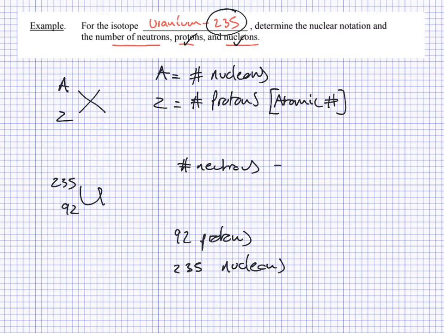we're going to go A minus Z. In other words, the number of total nucleons minus the number of protons, because whatever is left has to be neutrons. So if we go A minus Z, that means we get 143 neutrons. There we go.